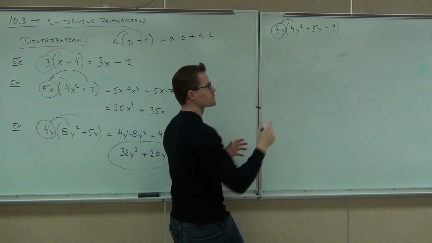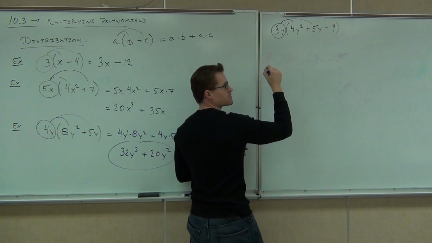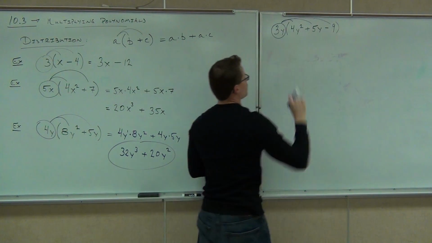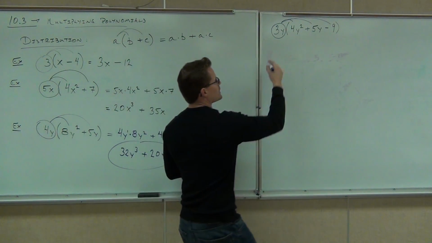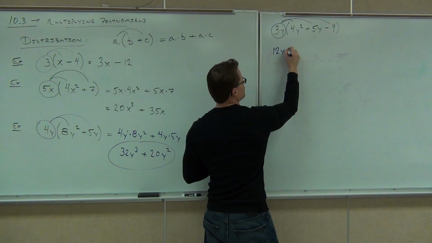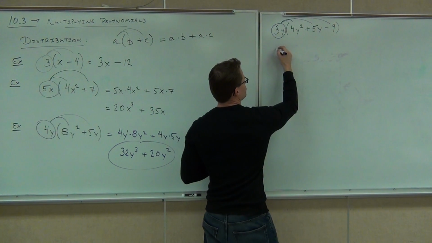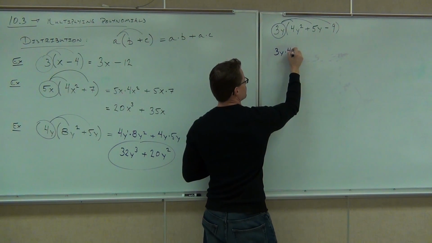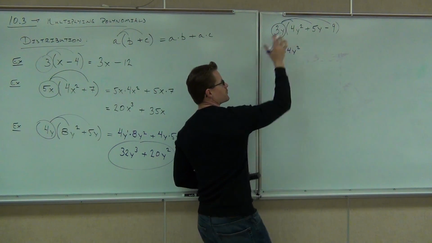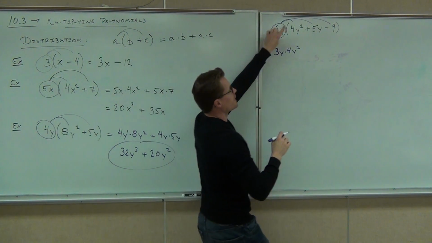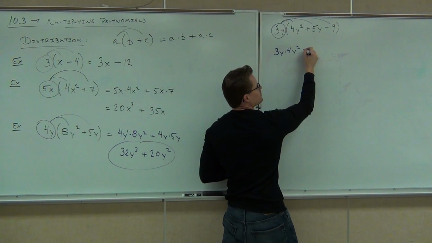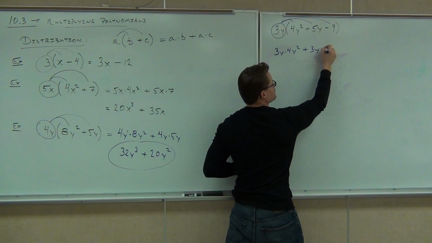Means not just the first one, not just the second one, all the way to the third. So when we write this out, we're going to have 3y times 4y squared. That's our first times our first. Then we've got a 3y times a 5y. That's positive, so we put a plus 3y times 5y.